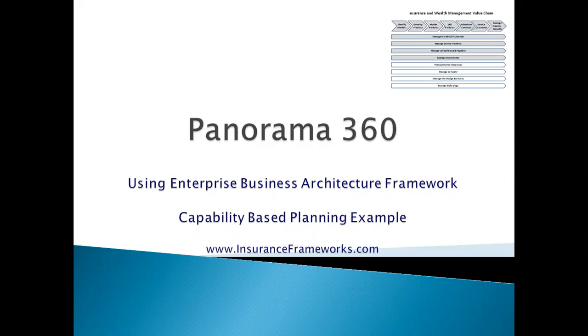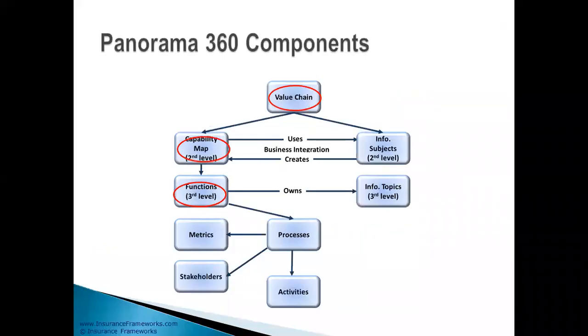I'd like to show you how to use the Panorama 360 for Insurance and Wealth Management's Enterprise Business Architecture Framework to perform capability-based planning in your organization. For this example, we'll be using three components of Panorama 360: the value chain, a capability map at the second level, and the functional capabilities at the third level of decomposition.